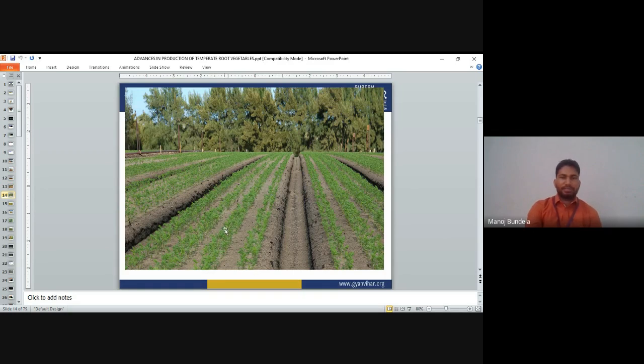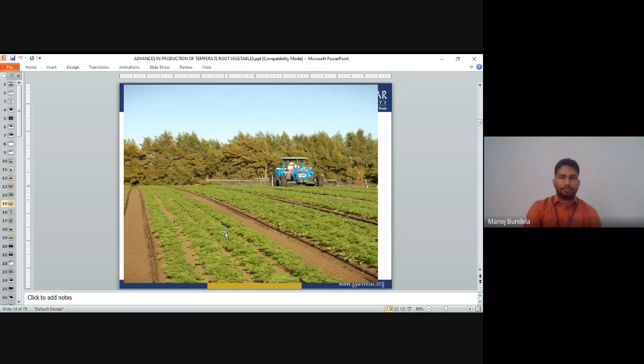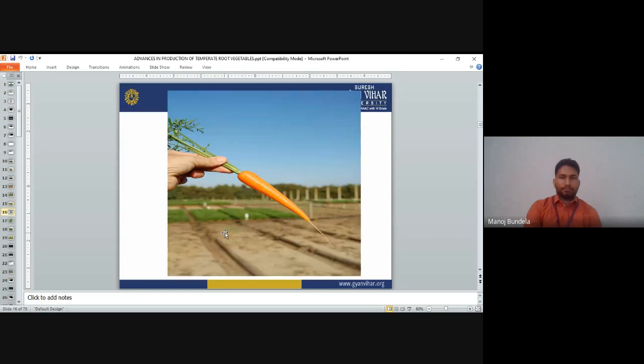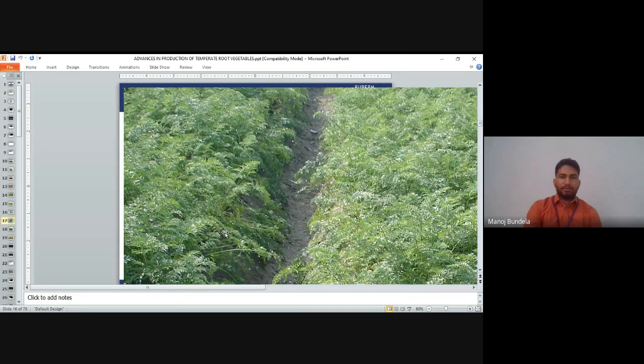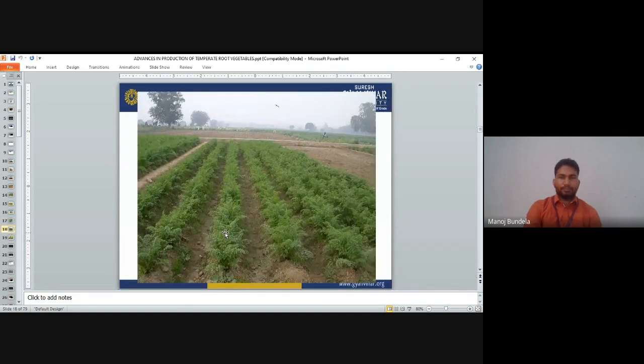Germination starts like this. This is the development of carrot. Or we can prepare ridge and furrow, and on the ridge we can sow the seeds of carrot.